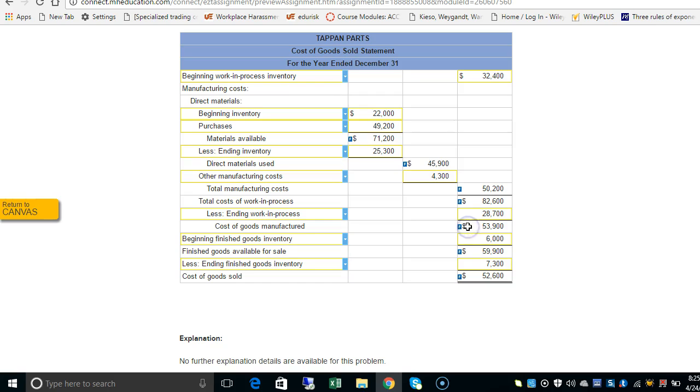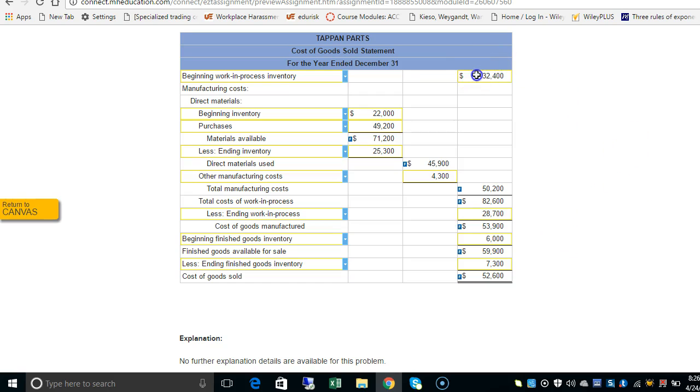So once you have that number, you know your ending WIP is 28,700. Add that to get to total work in process, because total work in process minus your ending WIP gives you cost of goods manufactured. So just reverse the signs. Add that and get your total cost of work in process.